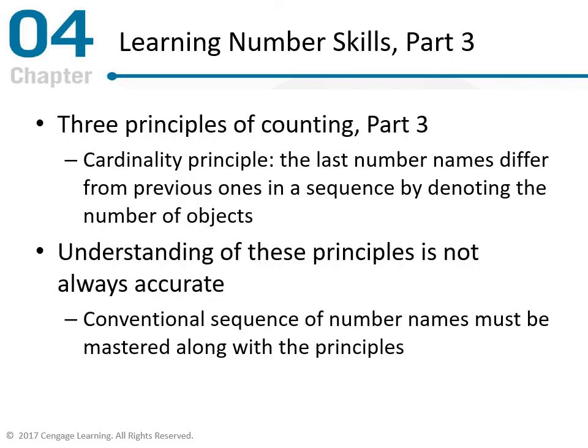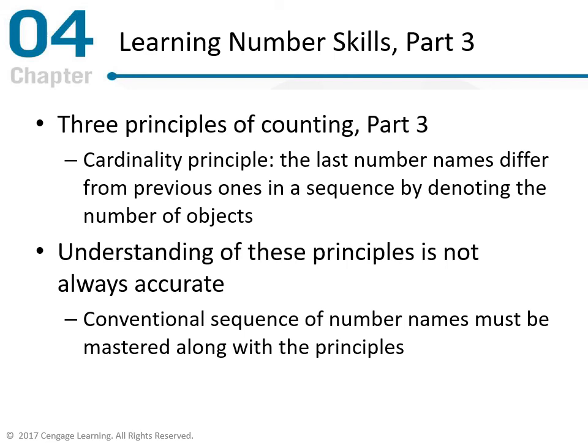So the last of the three principles of counting is the cardinality principle. What that is: the last number name differs from previous ones in a sequence by denoting the number of objects. The book uses the example of a three-year-old counting 1, 2, 3, 4, 5, 8, with the emphasis on the last number, showing that they understand that it means something, that that's the end of my counting. That's the number of objects I have in total. They're putting a value on that last number, meaning that's the total, having more significant meaning than the other ones. So that's the cardinality principle. Just think of it as that eager three-year-old counting 1, 2, 3, 4, 8, and realizing that means they have 8 objects. So that last number means something.